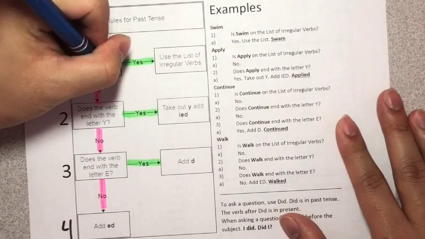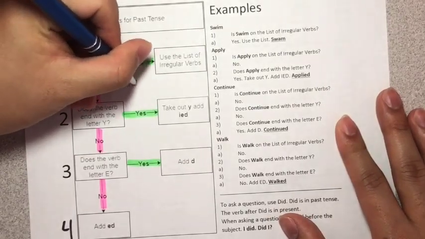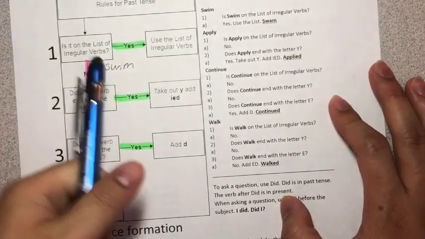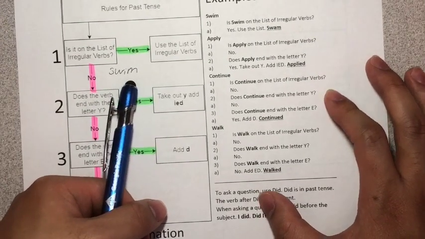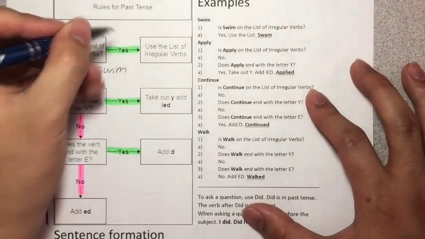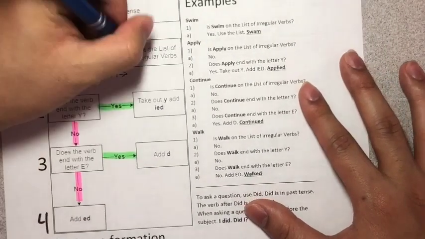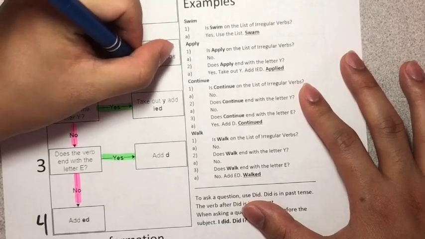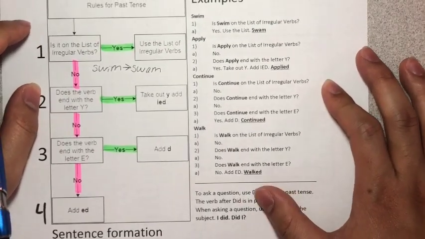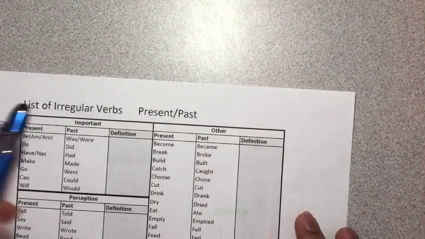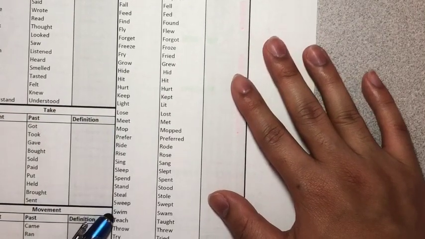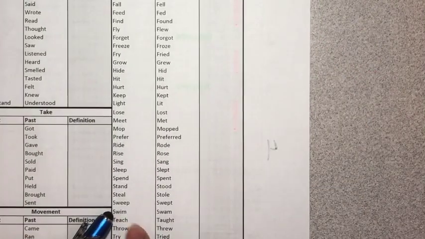So let's use the word swim. S-W-I-M. Swim is the present tense. The past tense of swim is swam. S-W-A-M. Swim is on the list. Let's see. Swim. Present, swim. Past, swam.